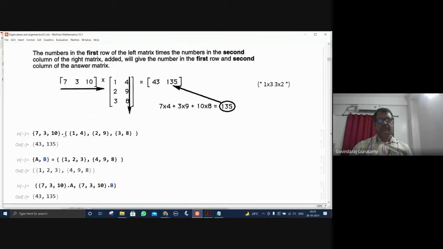And here is the difference that you should be careful about. 7, 3, 10: this is the list here, a row list. And here, this row, this row, this row. That's how it's being handled. Okay? You follow? So this is important for you. And then after multiplication, 43, 125. This is 1 by 2.